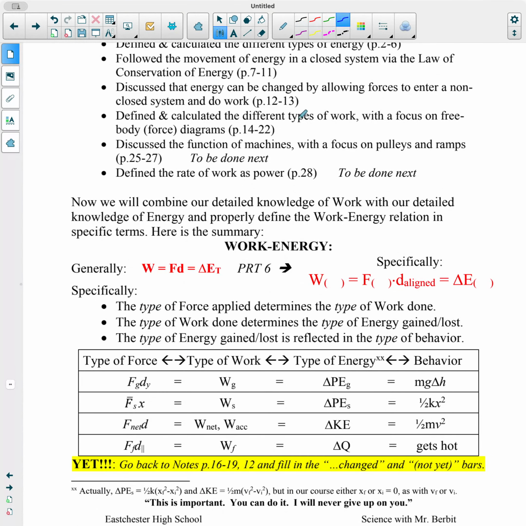You now have this equation. Write it down. This is from PRT6. W equals FD equals delta ET. This is a general equation, meaning they did not take the space to write this out for each specific work related to each specific force resulting in each specific energy change. They gave you the general equation. It is your job to apply it specifically.